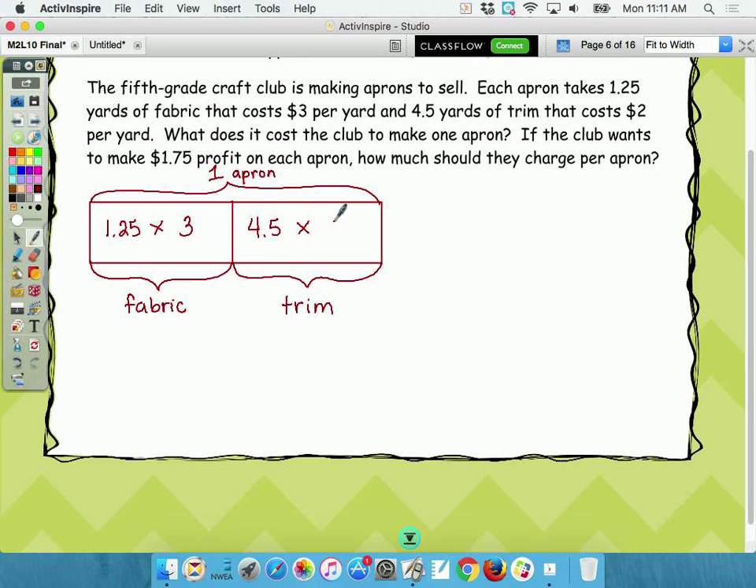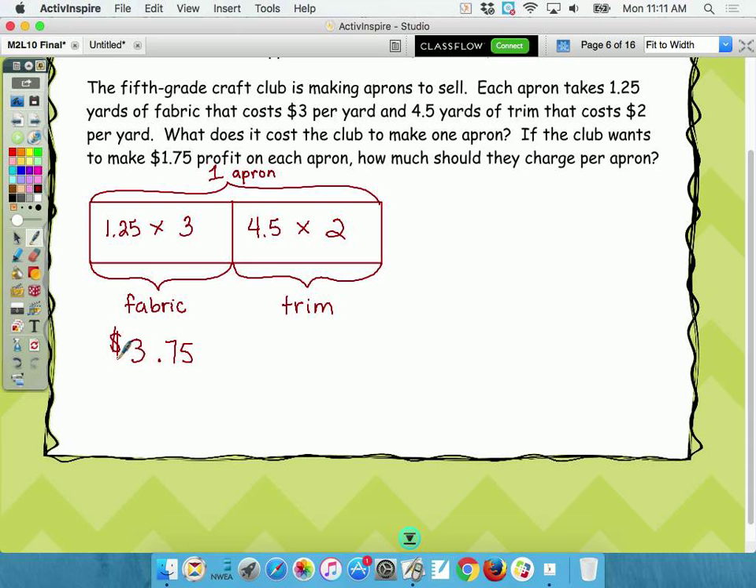How much does that cost? Okay, now I think I can do mental math on these, because I can think of this as 1, and I can think of this as 1/4, couldn't I? So how much is 3/4? 75 cents. And what's 1 times 3? Oh no, 3. Sorry, that's okay. So $3.75 worth of fabric.